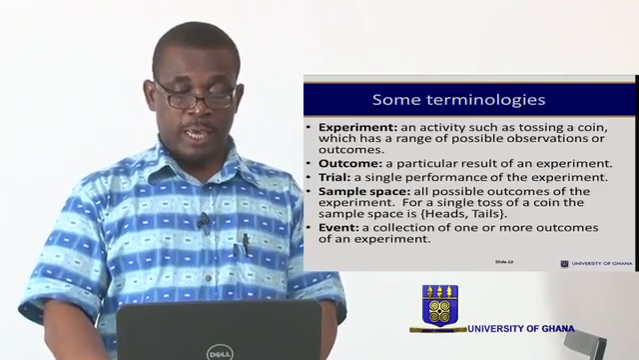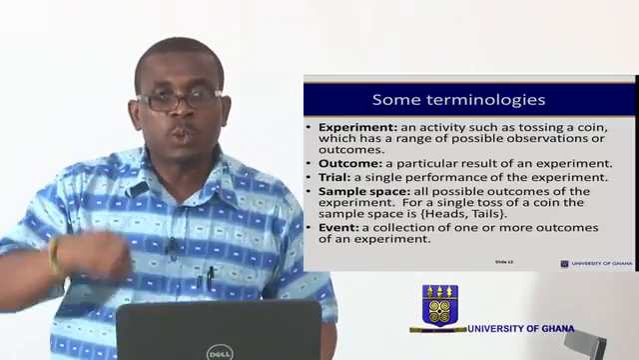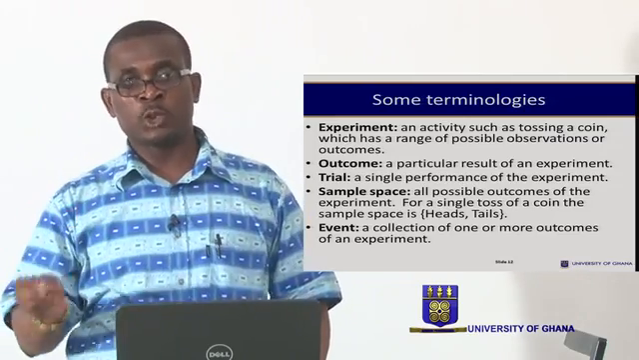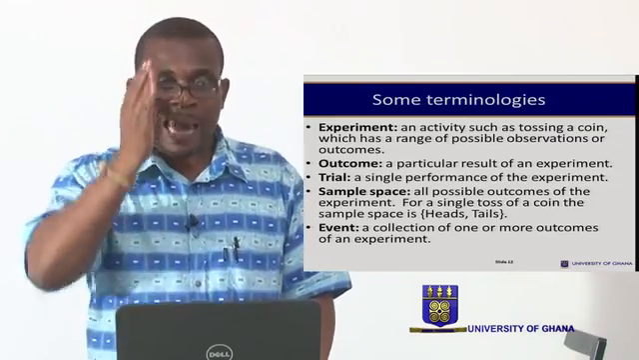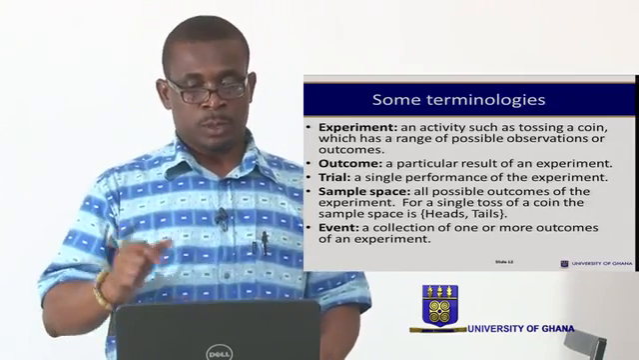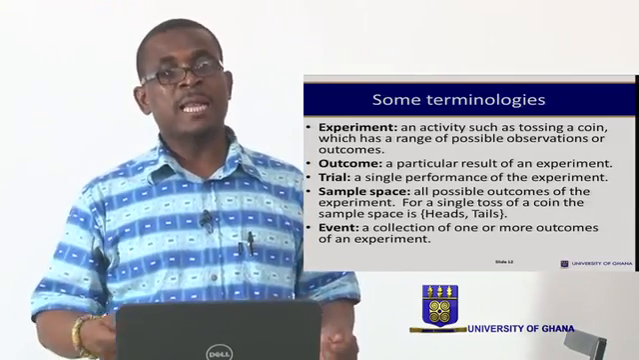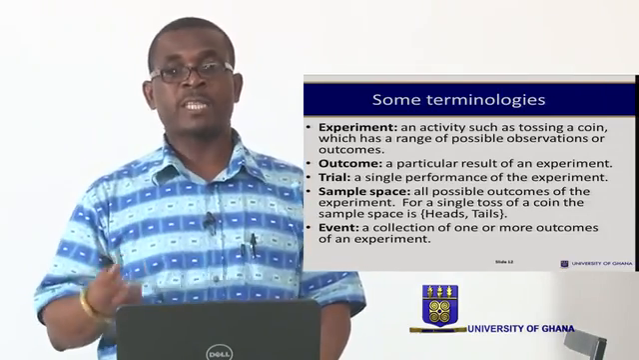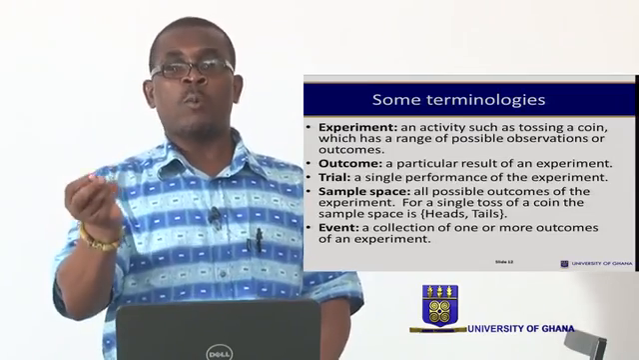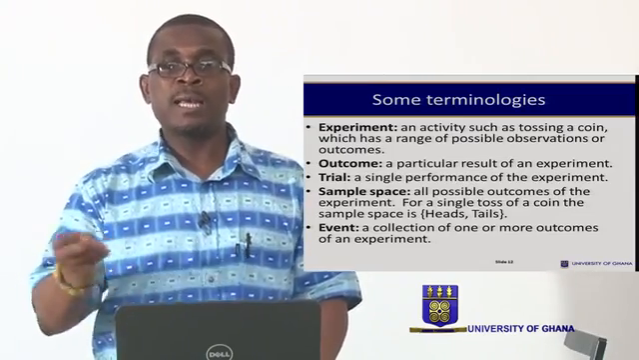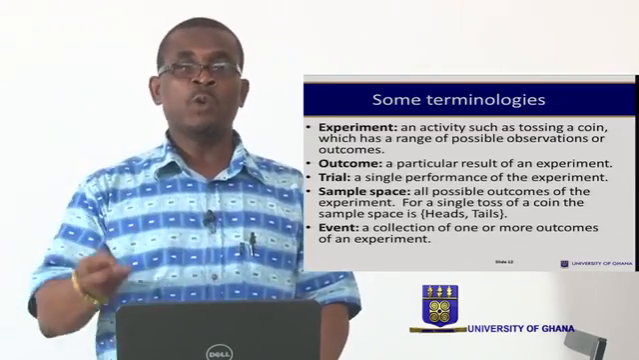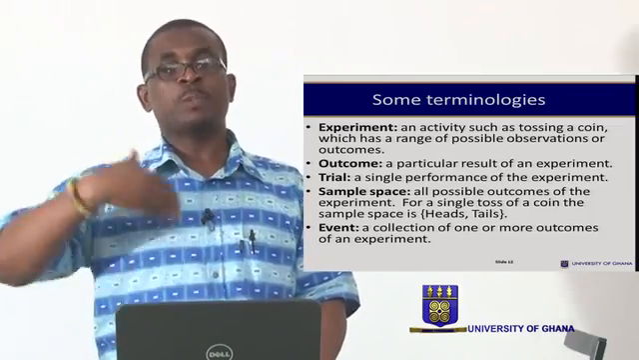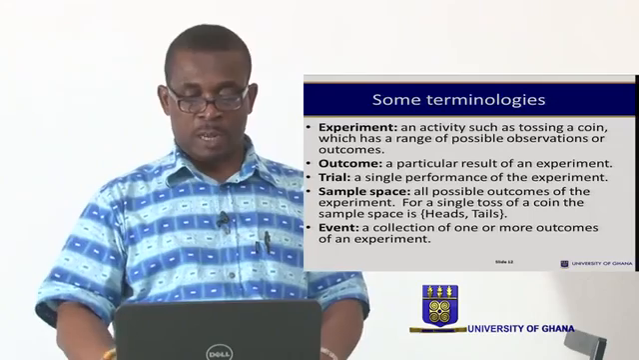Now, the outcome means a particular result of the experiment. In this case, you either have a head or a tail showing, but we're saying that we are interested in a head. So that's a particular result of the experiment. And then the trial means a single performance of the experiment. Because when you toss the coin once, that is a trial. Another toss is another trial. So you can have a number of trials. You can toss the coin 10 times, so you have 10 trials. But when the experiment is performed on a single occasion, it's called a trial.